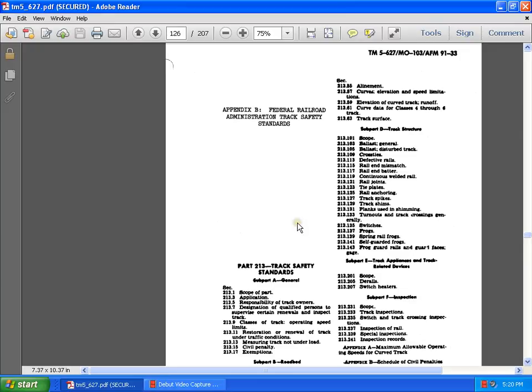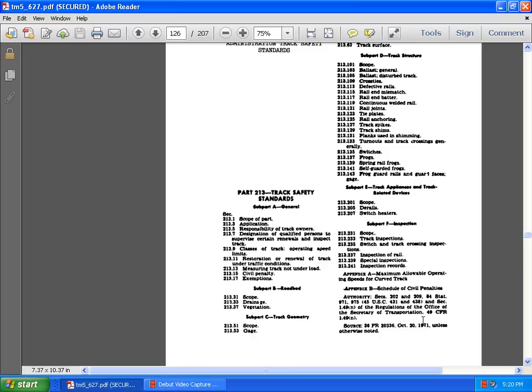Track appliances, track-related devices, scope, derail, switches, heaters. Subpart F, inspection: track inspection, switch and track crossing inspection, inspection of the rail, special inspection, inspection of records, maximum allowable operating speeds of curved track.